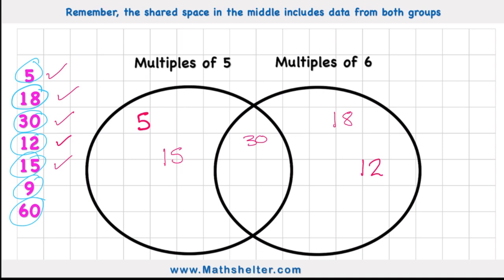Well, 9 is not a multiple of 5, and it's not a multiple of 6. So can we just ignore it? Well, no, because it's a part of the data we have, so we have to acknowledge it in some way. And the way we're going to do that is we're going to stick it on its own outside the circle just here. What a loser. But we can tick him off our data. And then finally 60. Well, 60 is both a multiple of 5 and a multiple of 6. So he's going to live here in the middle with 30. And that's essentially how to create a Venn diagram using basic data like this.